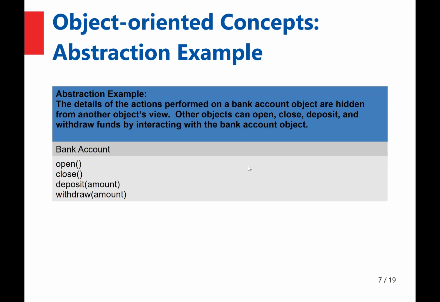The details of the actions performed on a bank account object are hidden from another object's view. Other objects can open, close, deposit, and withdraw funds by interacting with the bank account object, but they don't know how open, close, deposit, and withdraw were implemented. All that object cares is that when they open a bank account, it opens. Likewise, when they deposit money, that bank account grows, and when they withdraw money, if there's funds, then the balance is decreased. So that was an example of an abstraction.